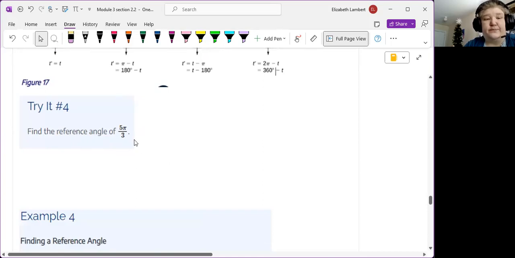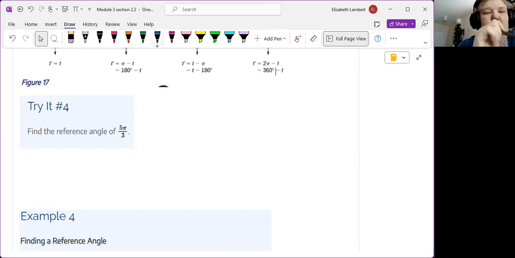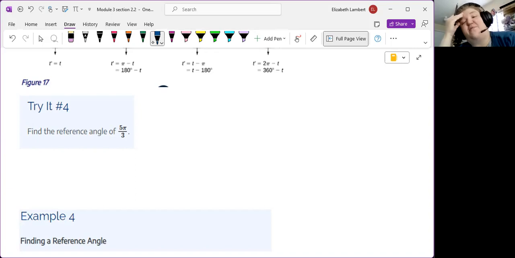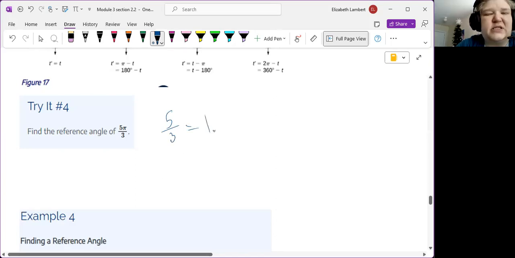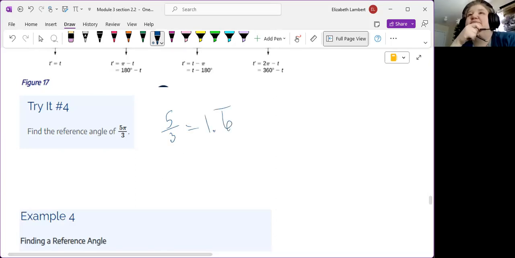All right, so we're going to try some of this out. So this one is find the reference angle of 5 pi over 3. So our first step is to figure out where the heck is 5 pi over 3. So if I just look at 5/3, ignore the pi for a second. 5/3 as a decimal is 1.6 repeating. All right. So it's between 0 and 2, which is good.